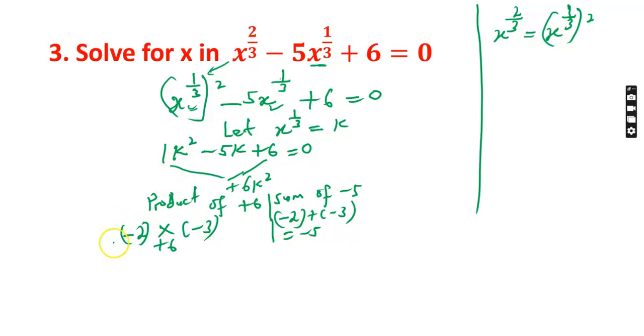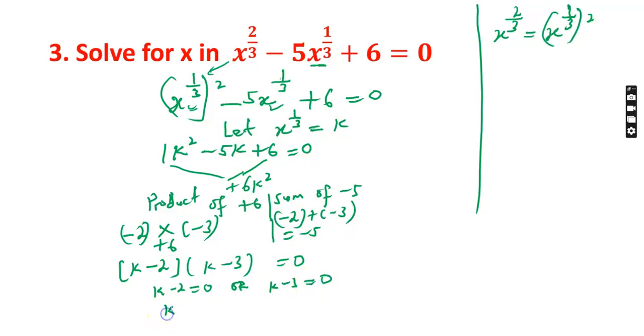So here we have the bracket k minus 2 and the bracket k minus 3 equals 0. The two numbers are minus 2 and minus 3. So when I solve this, I have k minus 2 equals 0, or k minus 3 equals 0. So here we have k equals 2, or k equals 3.